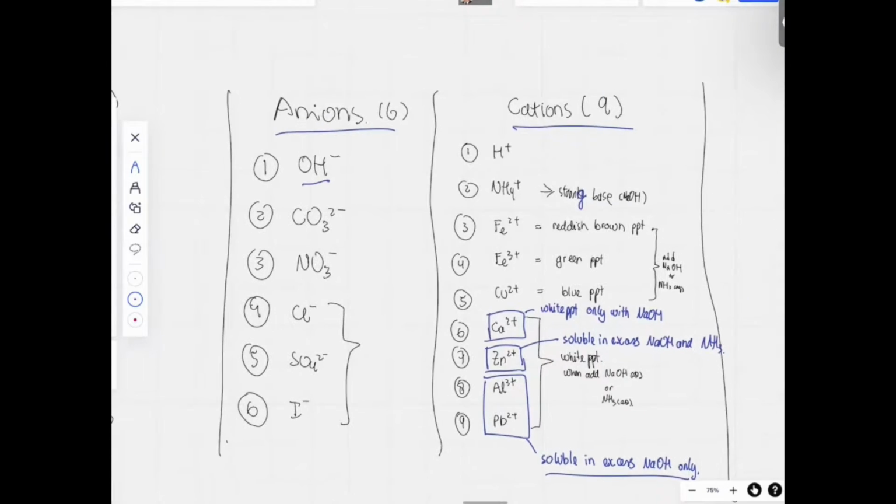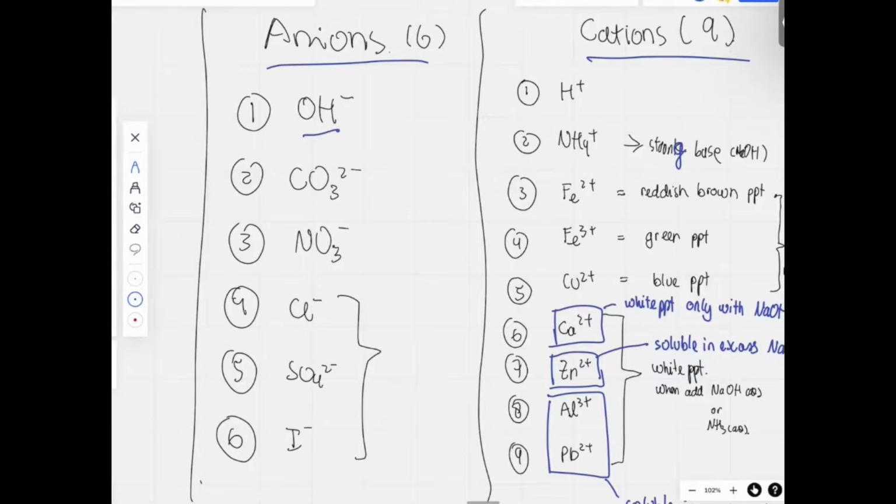Carbonate is CO3 2 minus. If you react it with any acid, what will we get? Carbon dioxide, salt, and water. Salt is difficult to see, and water is already everywhere, so you cannot see it.